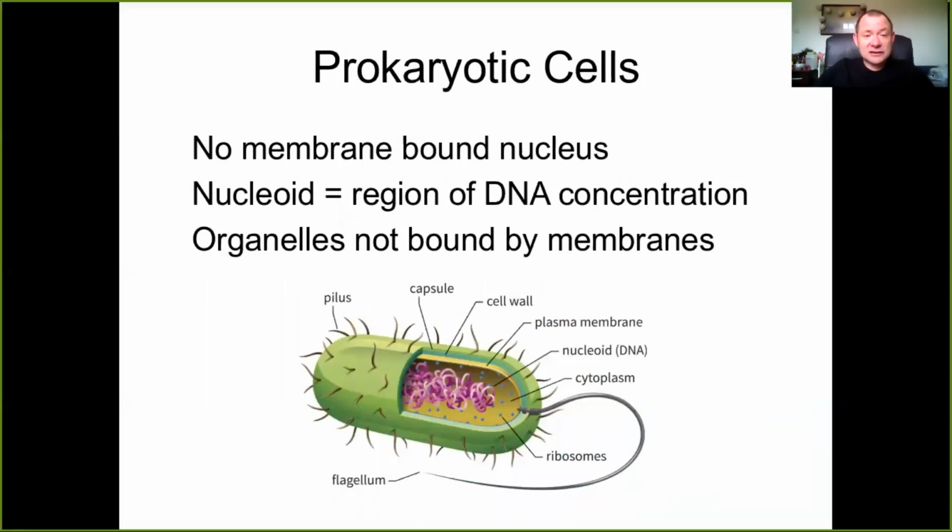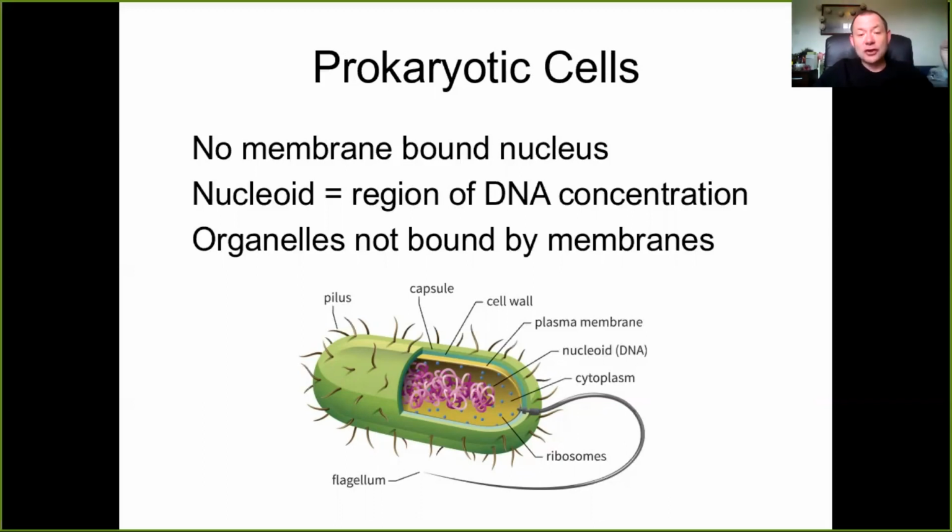So prokaryotic cells have no membrane-bound nucleus. As you can see here, the DNA is just in a big coil, known as a nucleoid, in the center of the cell. Organelles are not bound by membranes. So there's no endoplasmic reticulum, no lysosomes, no Golgi apparatus, etc. I'll talk about those shortly.